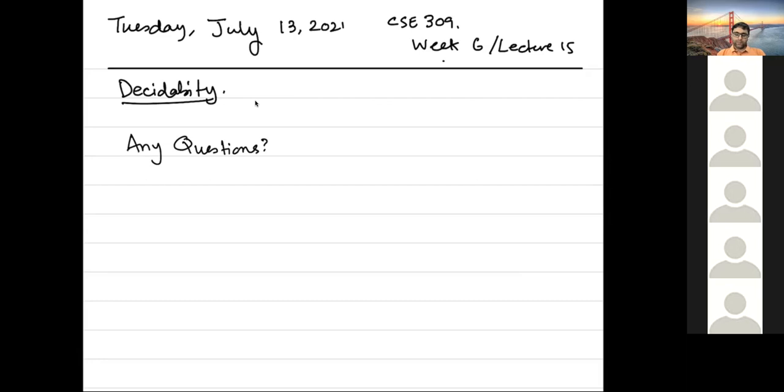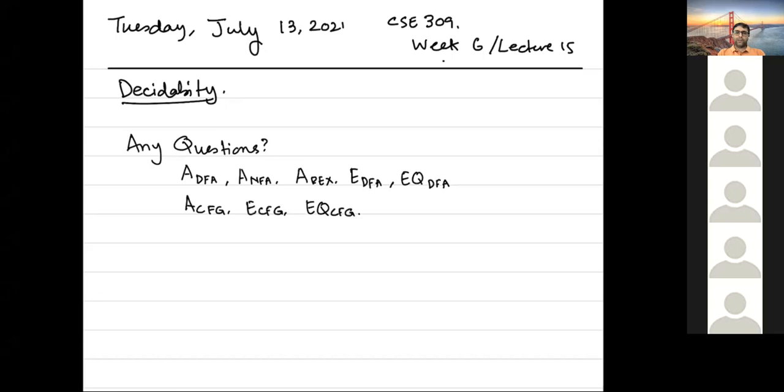So last time we looked at decidability of many different languages. For example, we looked at ADFA, ANFA, regular expressions. Then what did we look at? We looked at EDFA, EQDFA, then ACFG, ECFG, and ECFG. These are some of the languages we looked at, and we concluded that all these languages are decidable. So today we will look at some other languages. If everything is clear, we will go ahead.